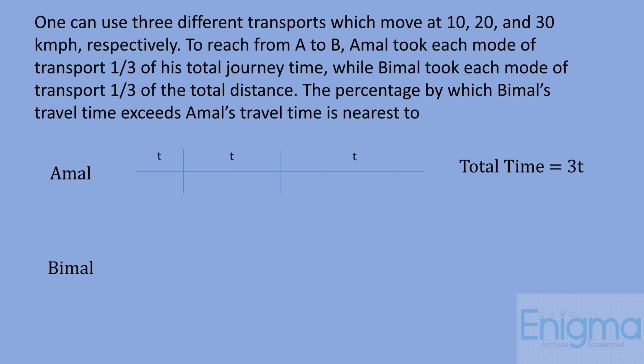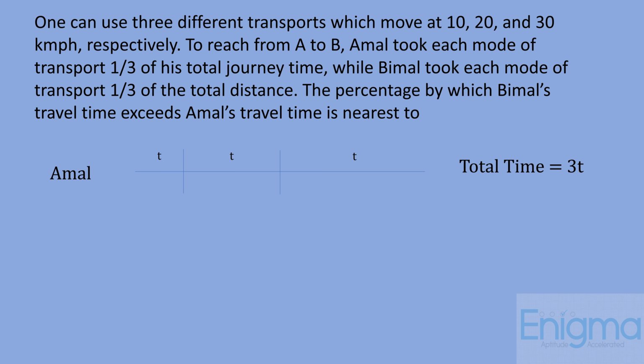Now let's take Bimal. Let's assume the total distance of Bimal as the LCM of the speeds 10, 20 and 30, which is 60 kilometers. Now it is given that Bimal took each mode of transport one-third of the total distance. So distance upon 3, that is 60 upon 3 for every mode of transport, we get it as 20.